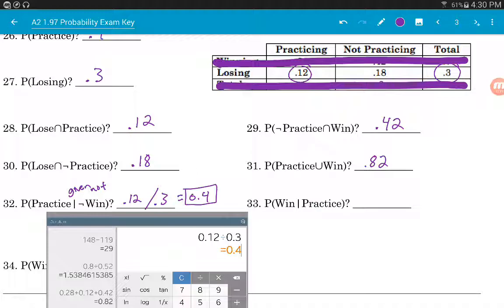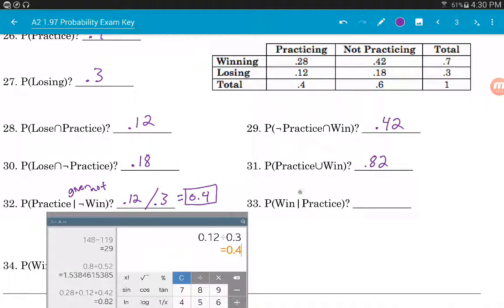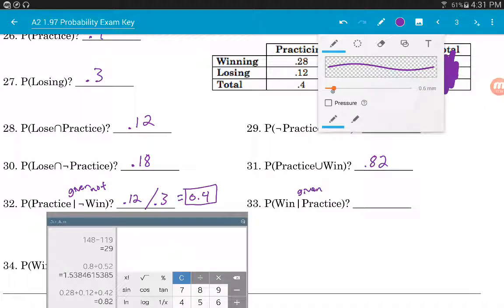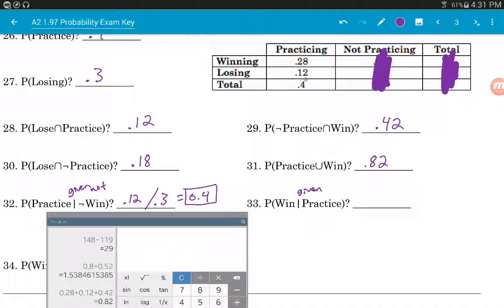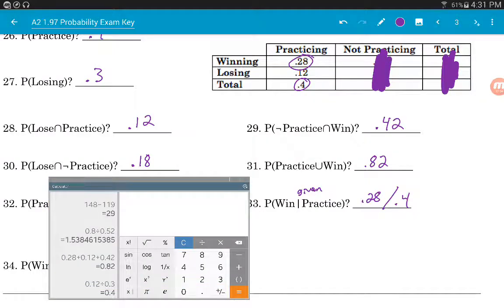The probability of winning given practicing. So given practicing means we're only looking at practicers. So we are not looking at the people that didn't practice. We are not looking at the total. We're only looking at practicers. Total number of people who practiced is 0.4, so it's out of 0.4. And how many of them won? 0.28. So 0.28 out of 0.4 is 0.7.